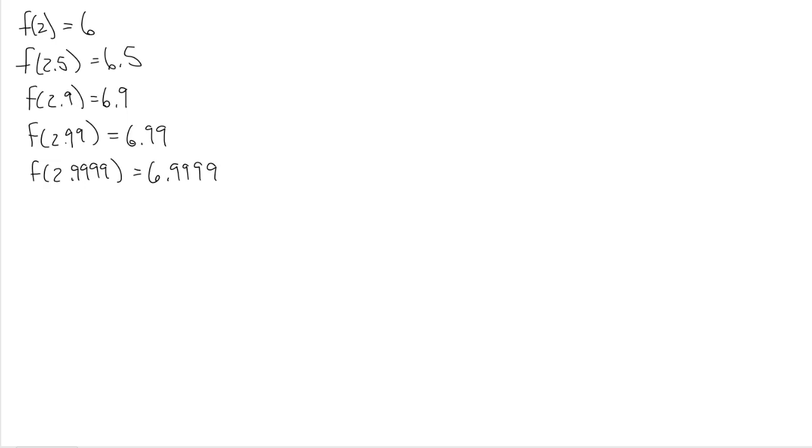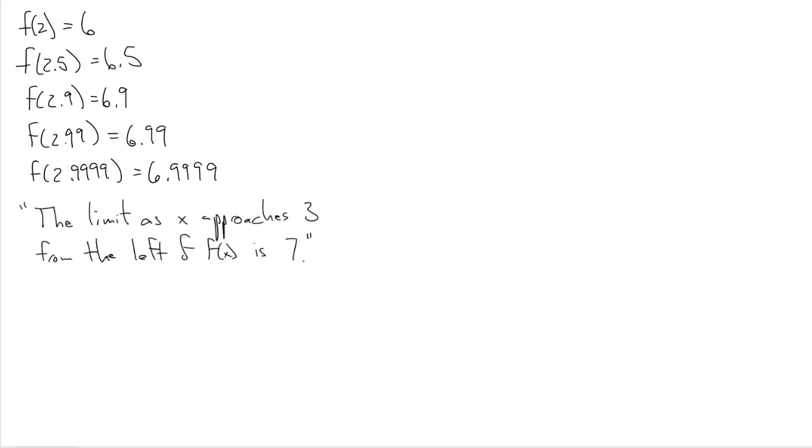And what's happening here is I'm choosing x values that are getting closer and closer and closer to 3, but still less than 3, and seeing what happens to the y values, the function values. And if you had to guess, you would probably guess that as the x values get closer and closer to 3, the y values get closer and closer to 7. Just a guess. And this is the concept of a limit. And in particular, it's what we call a one-sided limit because we're only approaching 3 from the left. And we say the limit as x approaches 3 from the left of the function f of x is equal to 7.